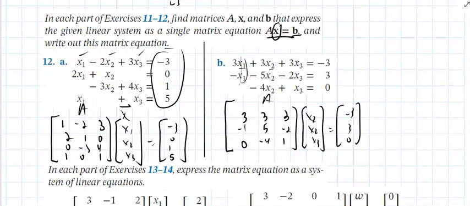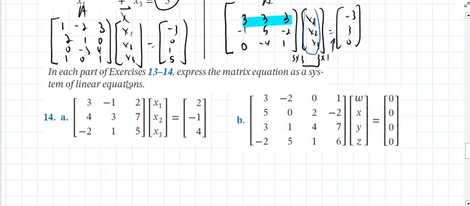Notice what you're doing. You're taking a system and writing it as a matrix equation. Notice this is 3 by 3. This is 3 by 1. If I multiply, the outcome is 3 by 1. If you want to multiply, don't you take this to generate the first, multiply it by this? Well, that's 3x1 plus 3x2 plus 3x3 equals -3, and you can get it back.